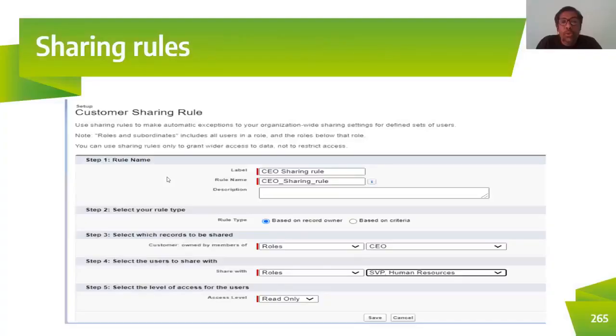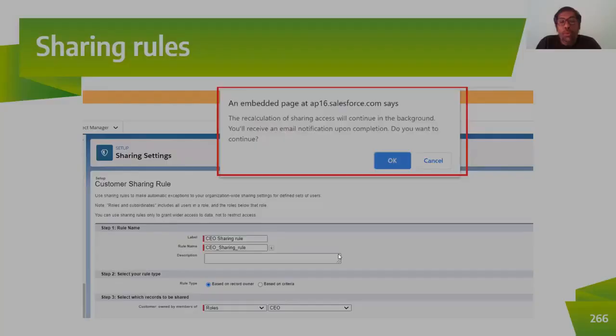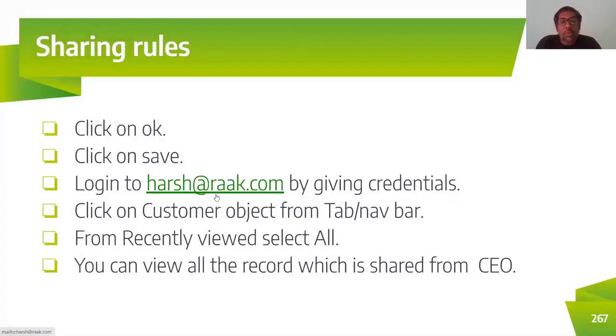Assume that this user is going to be a VP, SVP, human resource. Now CEO is shared with this guy. Now what you do, you click on OK, click on save. Now log into harsh@track.com by giving the credential, click on customer object tab. Now go from recently viewed, select all and view all the records which are shared from CEO. So whatever record is owned by CEO can be viewed by this particular user, other users cannot.